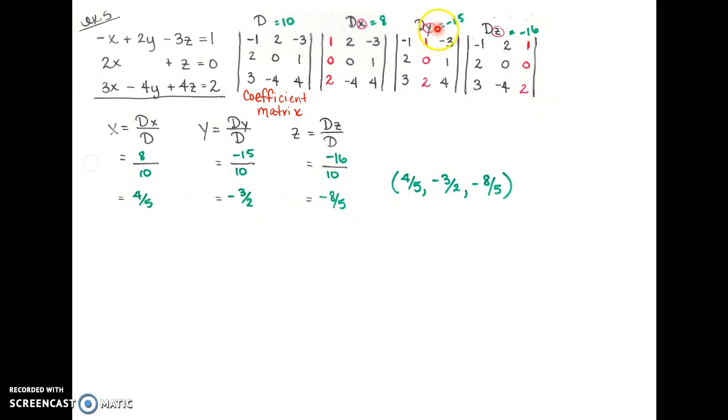For D sub y, I'll replace the coefficients of y with the constants. And so to continue that same pattern for D sub z, I'll replace the coefficients of z with the only other numbers I have, the constants.